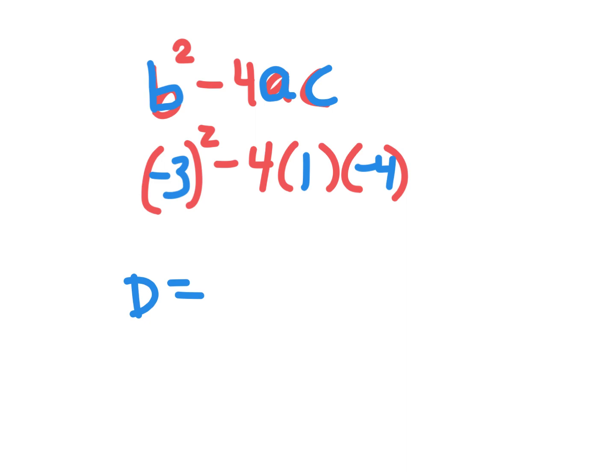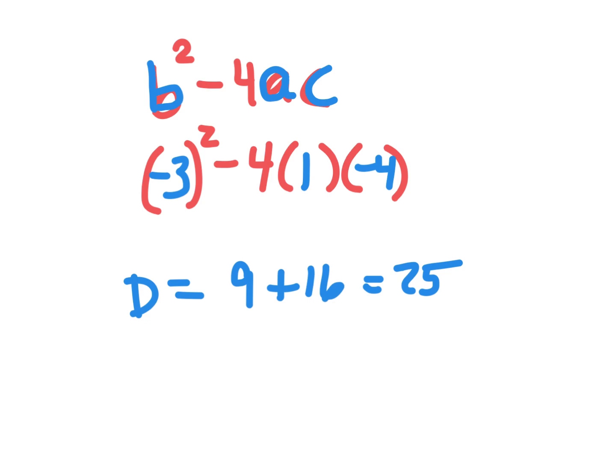What's -3 squared? That's 9. And what's -4 times 1 times another -4? Plus 16. And 9 plus 16, everybody do it in your head? Come on, renew my faith in the young people of the world. Nobody can add 9 and 16. Come on. 25. There we go. Okay. So what's the discriminant? It's 25.